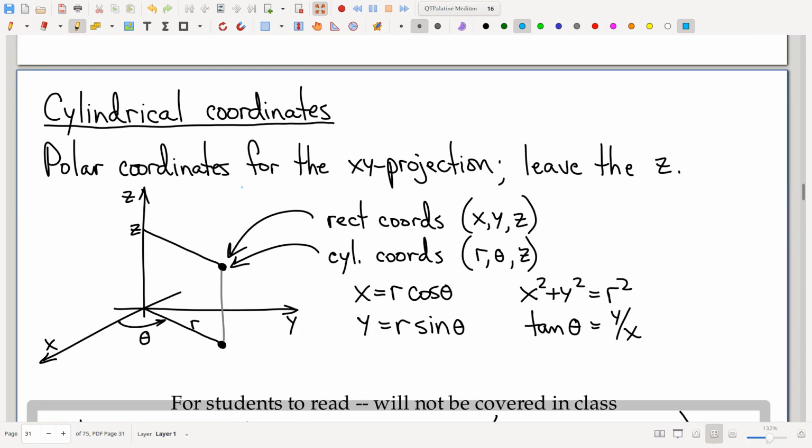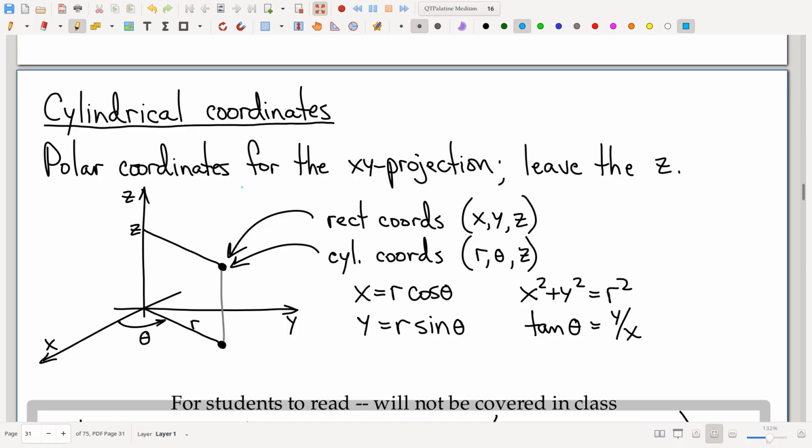Okay, so cylindrical coordinates. It's another coordinate system. Polar coordinates is sort of an alternative coordinate system in 2 dimensions. Cylindrical coordinates is an alternative coordinate system in 3 dimensions. It has a lot in common with polar coordinates. I do think it's important to make the distinction. It's not the same as polar coordinates. Polar coordinates is 2-dimensional. This is 3-dimensional. This is different.